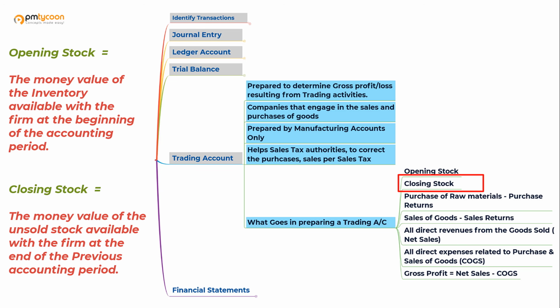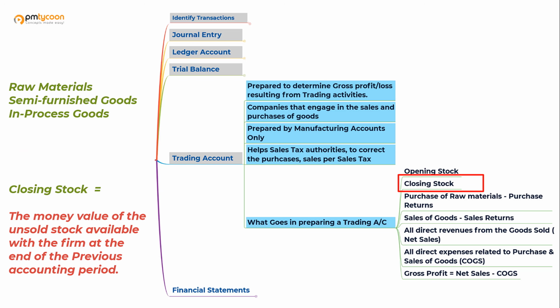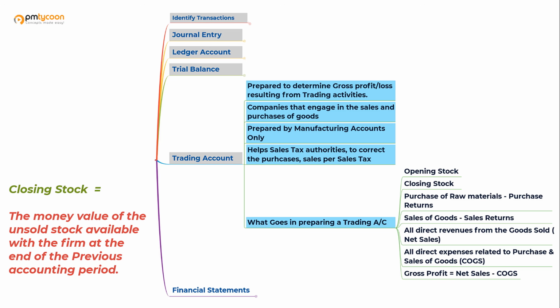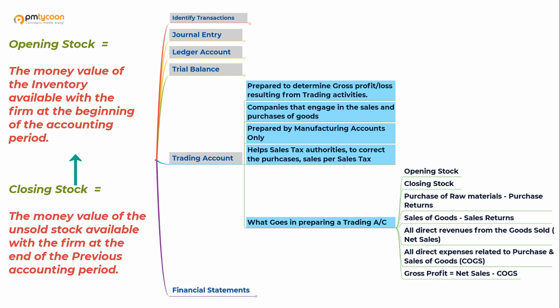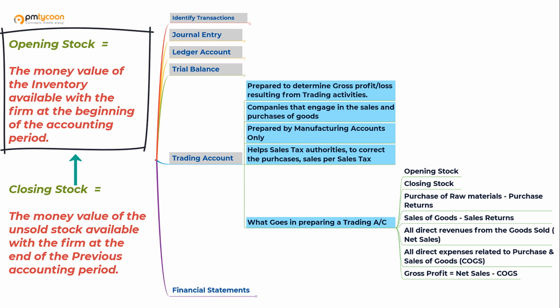And the closing stock can be in various forms such as raw materials, semi-finished goods, and in-process goods. So I repeat again, closing stock is whatever stock is unsold at the end of the accounting period. If you observe carefully, the closing stock of the previous accounting period would automatically become the opening stock of the current accounting period. I'll explain it with an example.